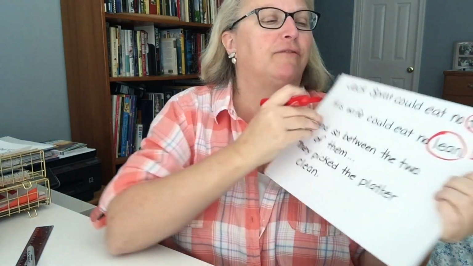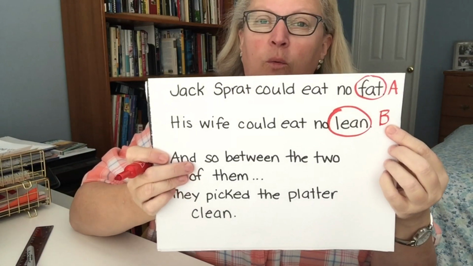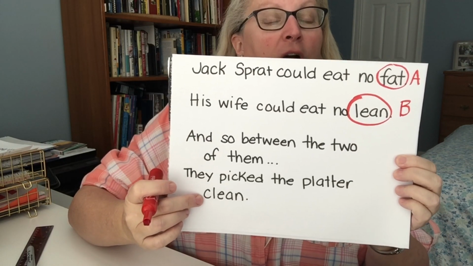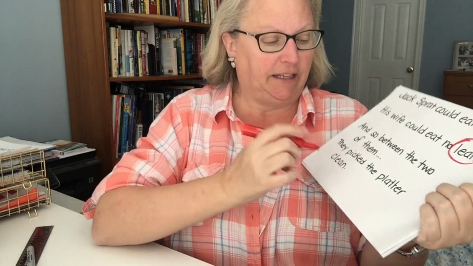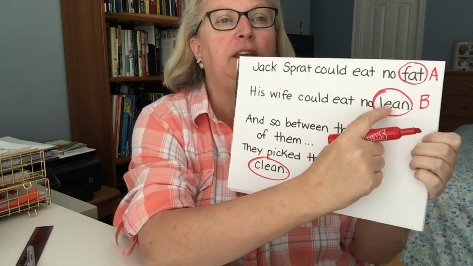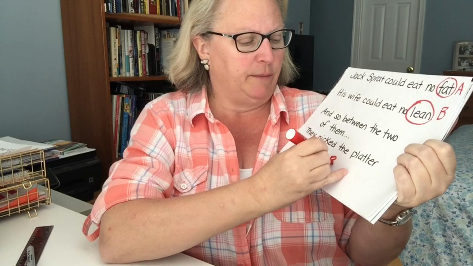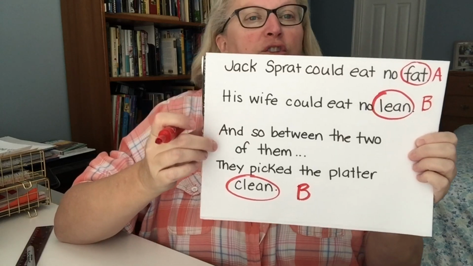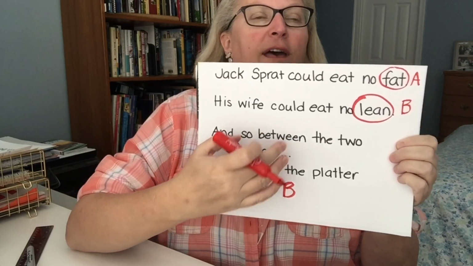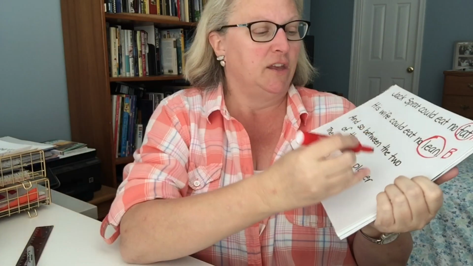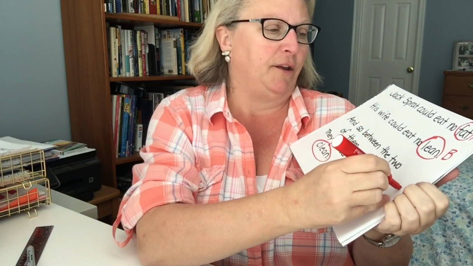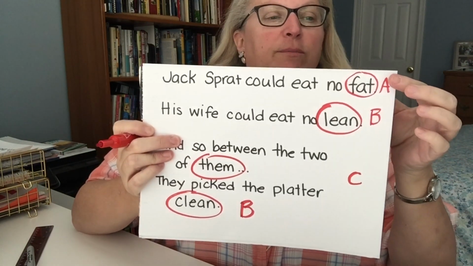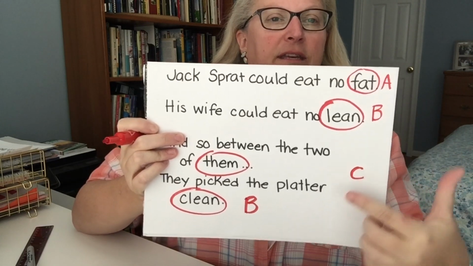And we're going to write a B after it. All right, and if I look at the word at the end of the line, it's lean, and I know there's another line that rhymes with lean at the end, and that's clean. So because lean was marked with a B, clean is going to be marked with a B. And then if I look at the middle line here, between the two of them is the ending word. That doesn't rhyme with fat, lean, or clean, so that's going to become my next letter of the alphabet, which is a C. So you would say the rhyme scheme of this poem is A, B, C, B.